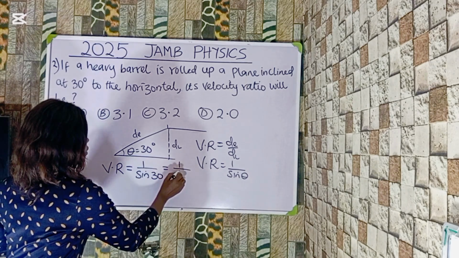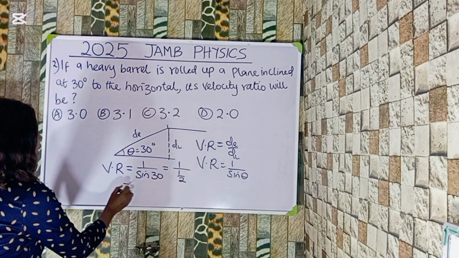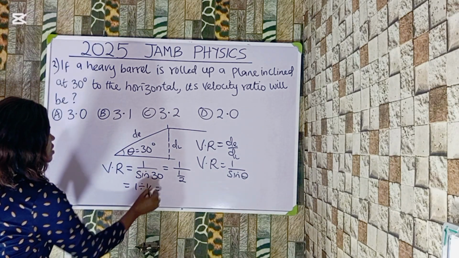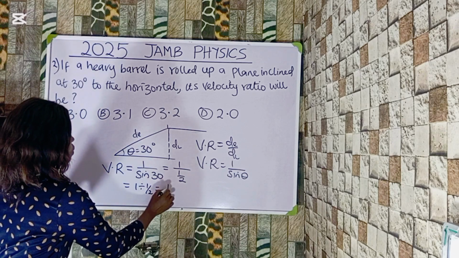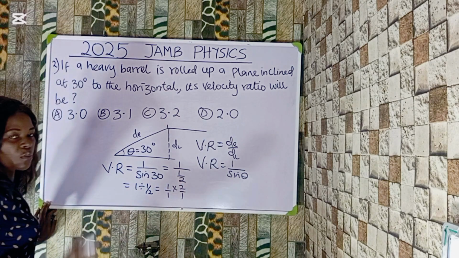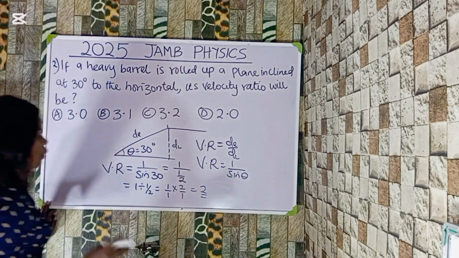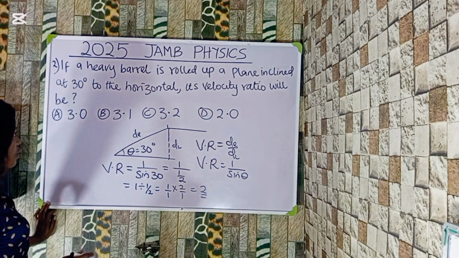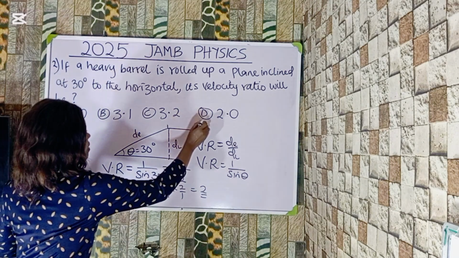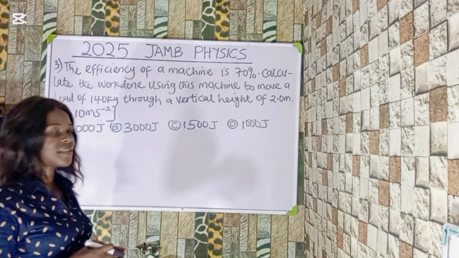Okay, I can say 1 divided by 2, right? Then 1 divided by 1 over 2 is the same thing as 1 over 1 multiplied by 2 over 1. Then by the time we multiply, our answer is equal to 2. Now from what we got, the correct option to this question is option D. Alright, I hope that is clear. Let's look at the next one.